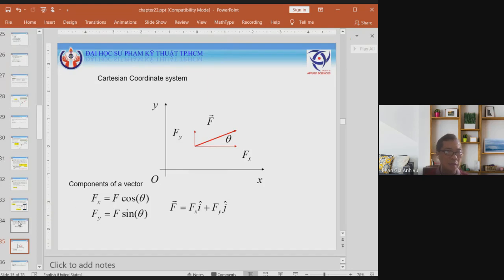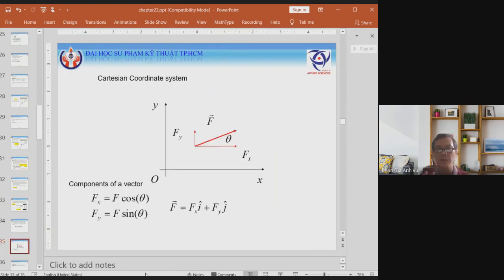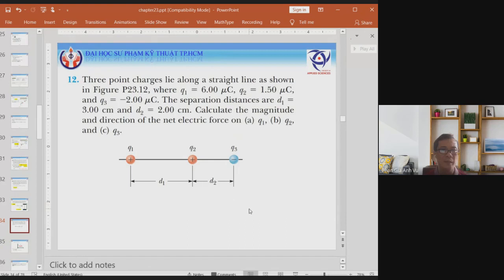Okay, so in this case, come back to the force here. We have the force, this is vertical and downwards. So I write it like F is equal to minus 3.6 multiplied with 10^-6 Newton, but it's along the y-axis, so I write it like minus 3.6 j. Okay, is this clear now? Do you see how we use the Cartesian coordinate system to express a vector? So let's come back to the problem here.